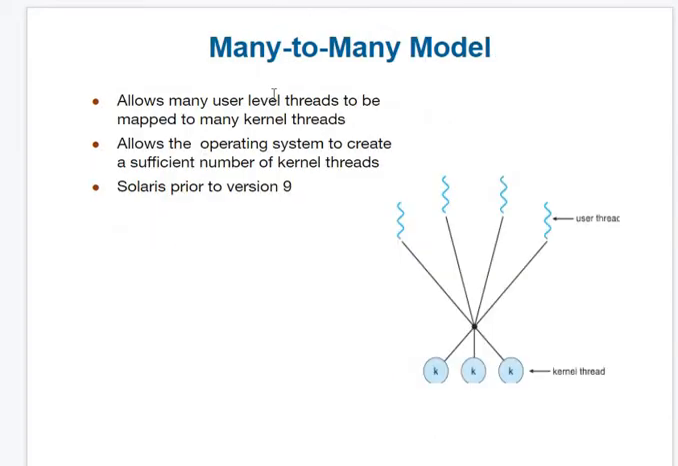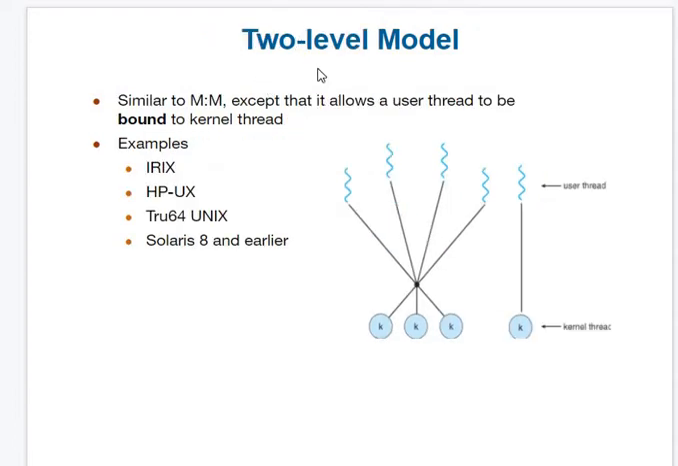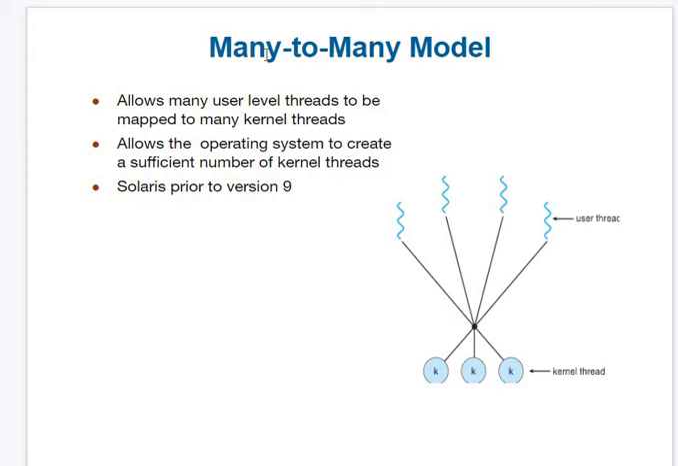Next one, many to many. It is a hybrid model, derived from the first two: one is many to one, the second is one to one. Here, some threads are created randomly by users, and there are randomly some kernel threads; there won't be only one. Any user thread can be linked to any of the kernel threads. Also, any two user threads can be mapped onto any one kernel thread.